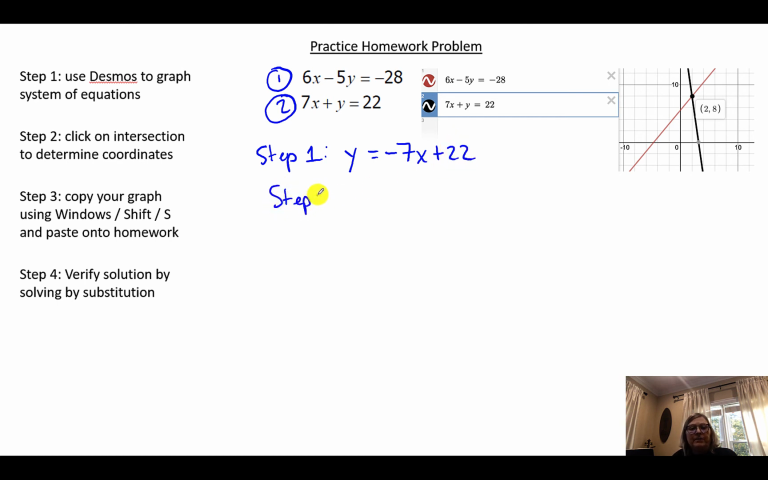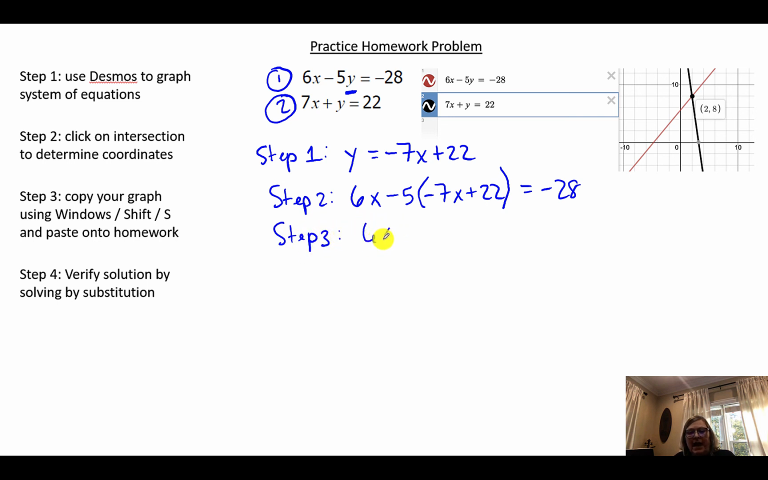Step 2, I'm going to take this expression for y, and I'm going to substitute it into the other equation. So I'm going to say 6x minus 5, and now, where I see y, I can write what y is equal to. It's equal to minus 7x plus 22 at this particular intersection of the two equations. And I end my parentheses, and that's equal to minus 28. And then step 3 is to solve that.